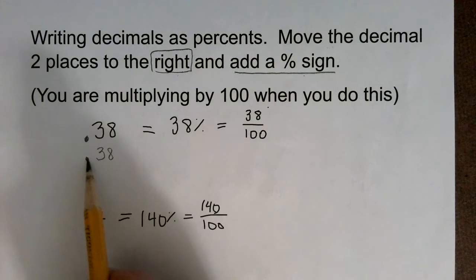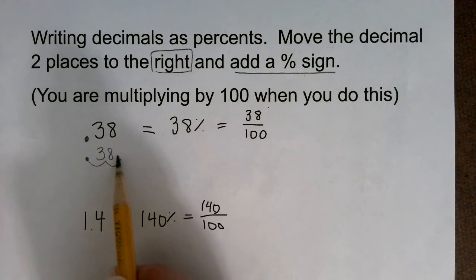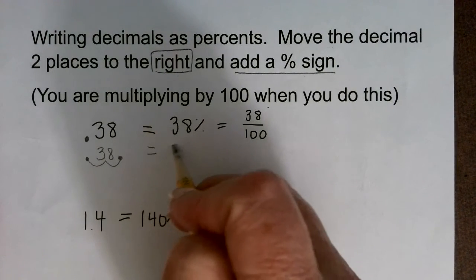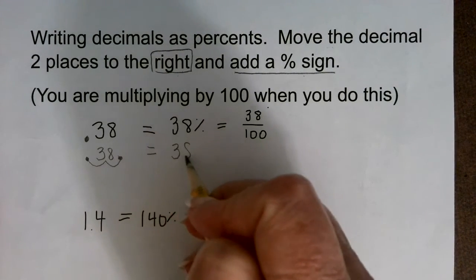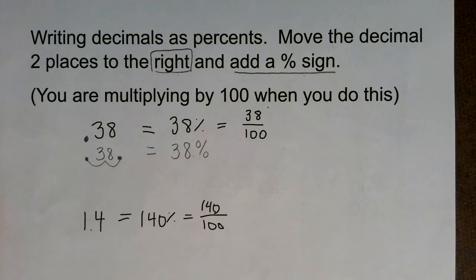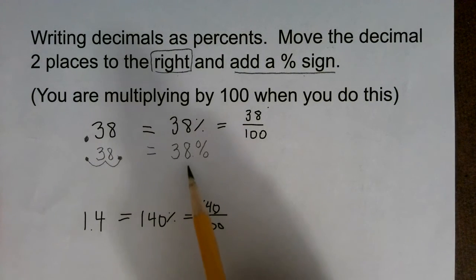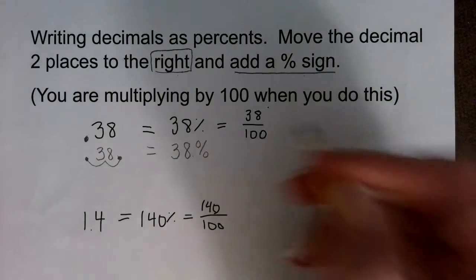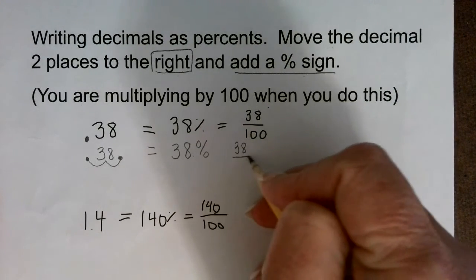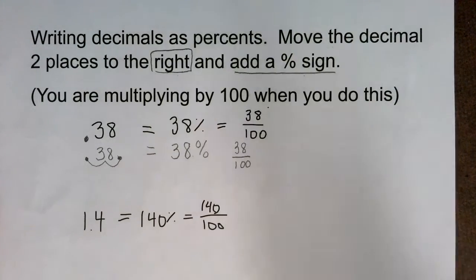So if we've got 38 hundredths, we're going to move that decimal point 2 places. And then we usually don't show it at the end of the number. So we have 38%, but if you wanted to put the decimal point there, you could. And then remember that 38% means 38 out of 100.